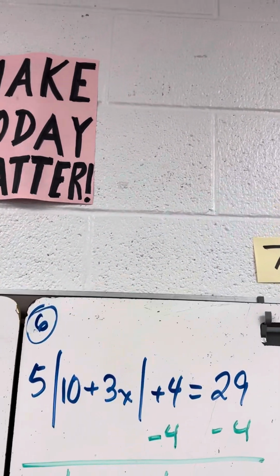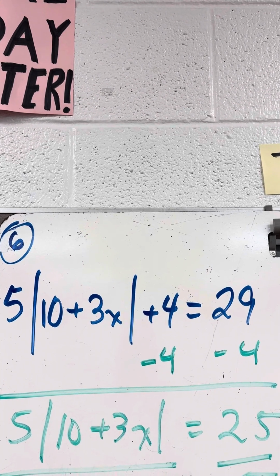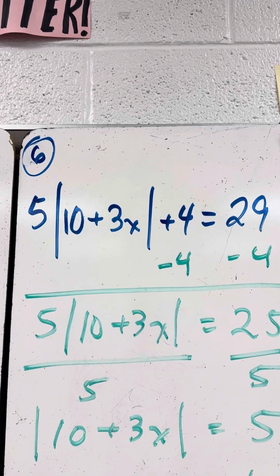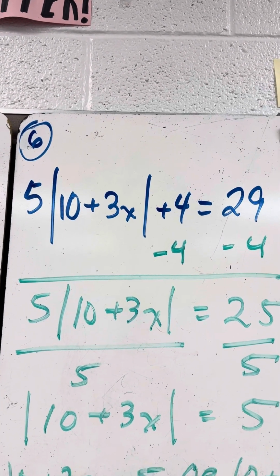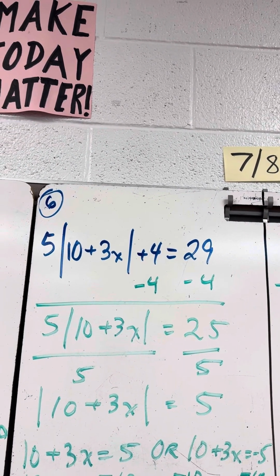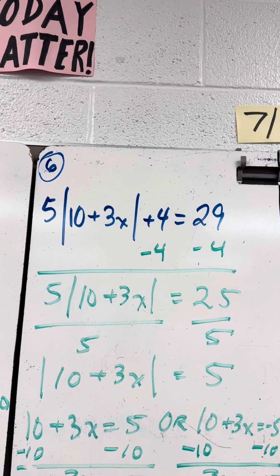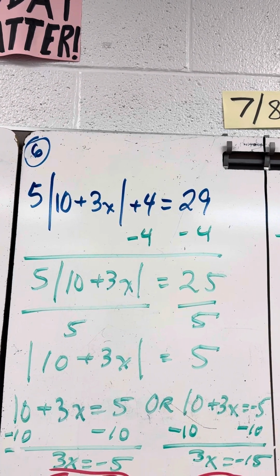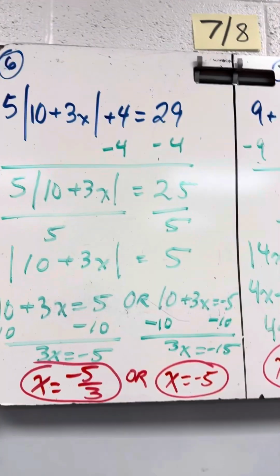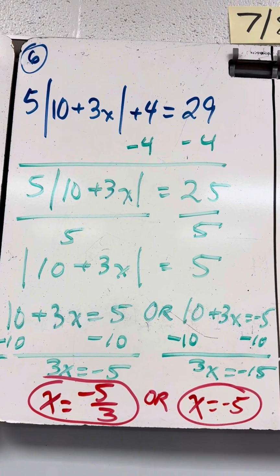Over here, I'm going to minus 4 from both sides first, getting 25 on the right side. I'm going to divide by 5, and I'm going to get absolute value of 10 plus 3x equals 5. So 10 plus 3x equals 5, or 10 plus 3x equals negative 5. Minus 10 from both sides. I get 3x equals negative 5, or 3x equals negative 15. So here I get a fraction answer. Okay, x equals negative 5 over 3, or x equals negative 5.